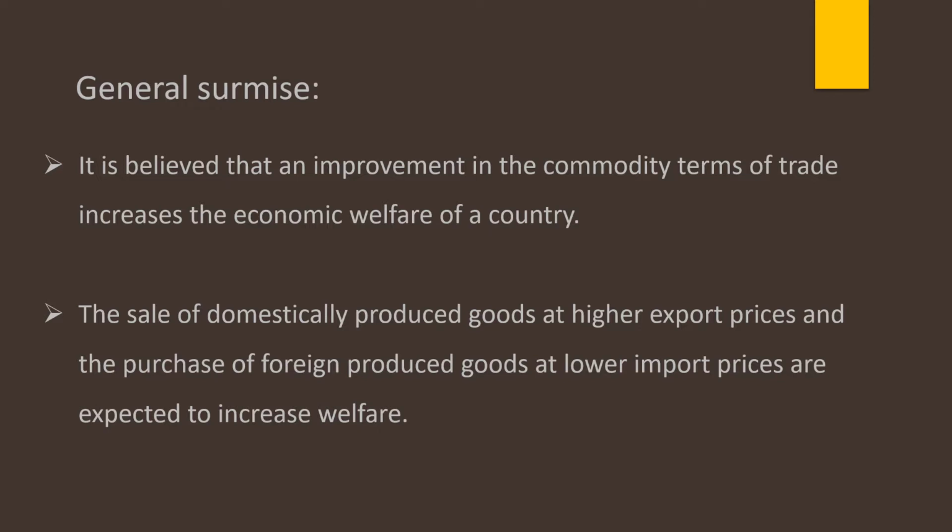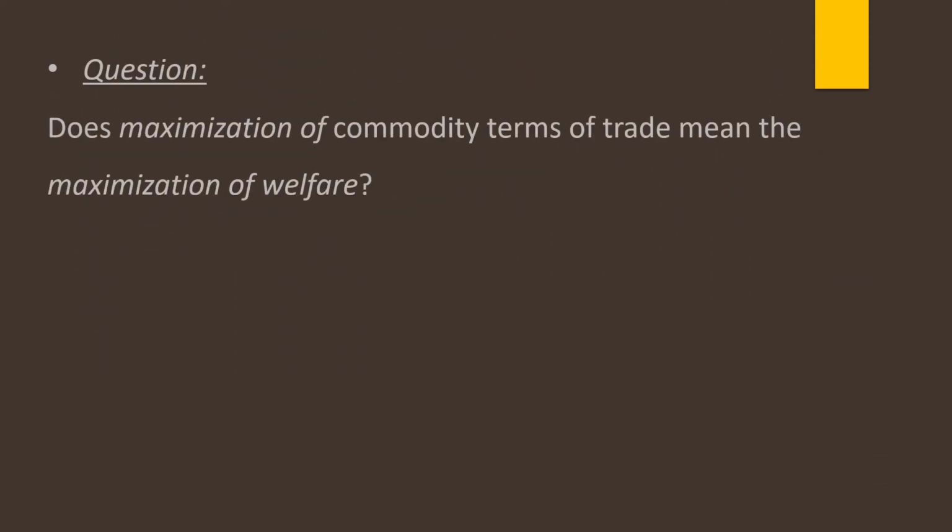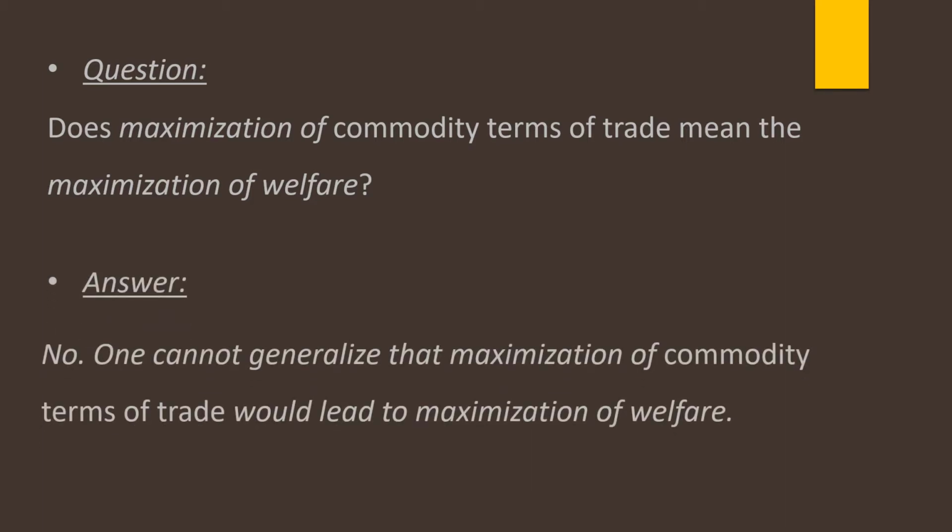Thus, we export domestically produced goods at higher prices, which results in earnings, and import foreign produced goods at lower prices, which again results in earnings as we lose less foreign exchange. Hence, one can easily infer that maximization of commodity terms of trade leads to maximization of economic welfare. An important question that arises here is: does maximization of commodity terms of trade mean the maximization of welfare? The answer to this is no.